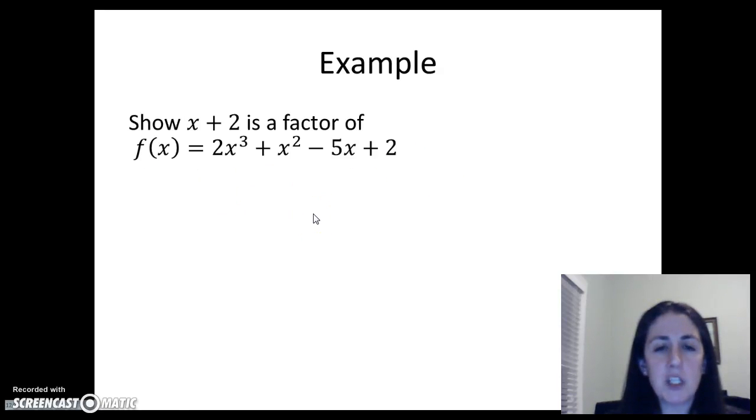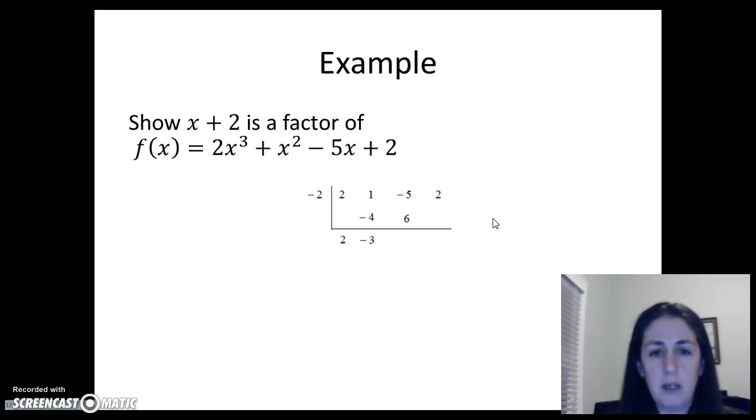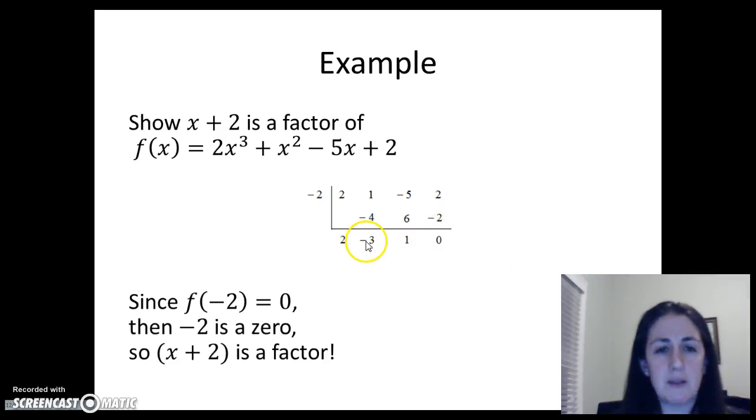So let's show that x plus 2 is a factor of 2x cubed plus x squared minus 5x plus 2. That means if I divided this polynomial by x plus 2, I should have a remainder of 0. So we'll set up our synthetic division. This is x plus 2, so we put a minus 2 out here and all the coefficients. And again, add vertically, multiply diagonally, add vertically, multiply diagonally, add vertically, multiply diagonally, and add vertically. So it turns out the remainder is 0, so that means that x plus 2 is a factor.